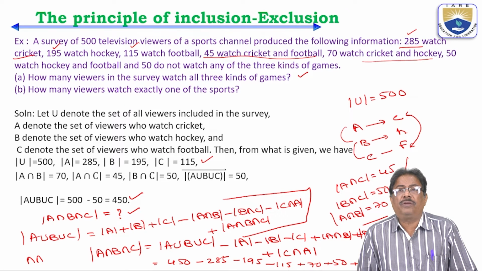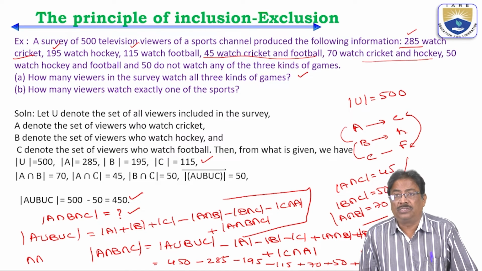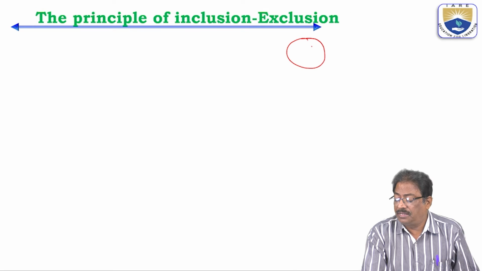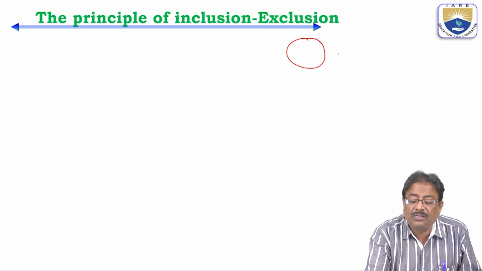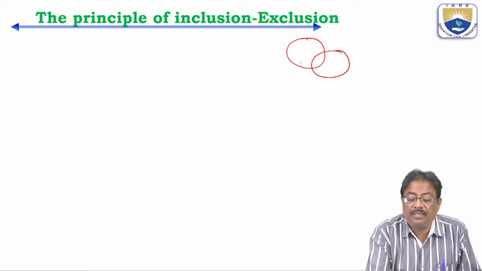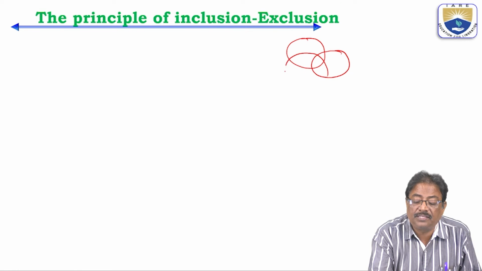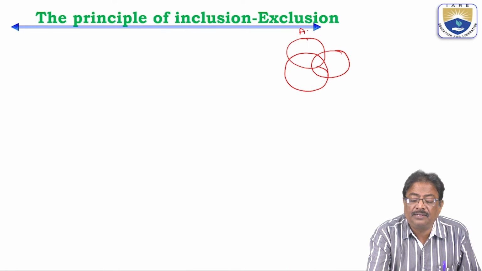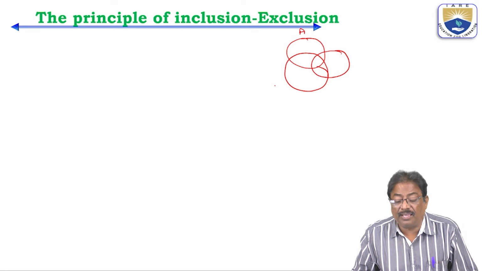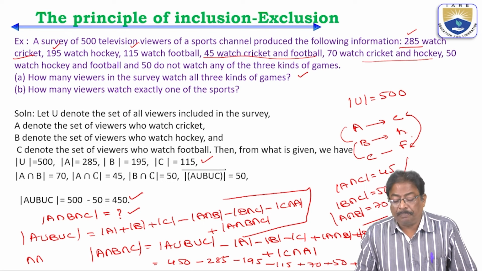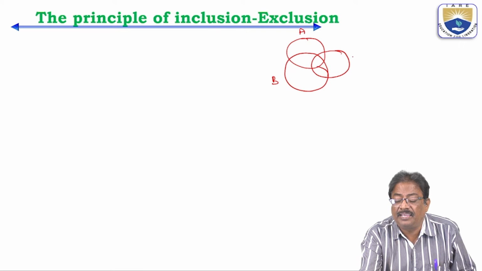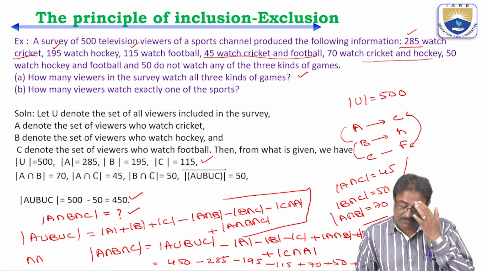Then the next one: how many viewers watch exactly one of these sports? Exactly one of the sports means, see here, one is watching cricket, another is watching the other game, hockey, and another is watching the other game. So here it is cricket, hockey and football. A is cricket, B is watching hockey, and C is equal to football.